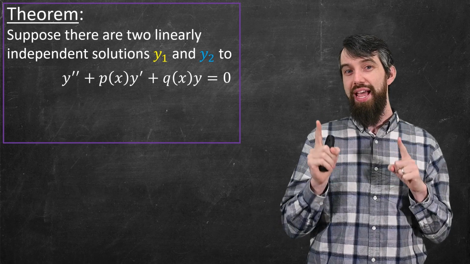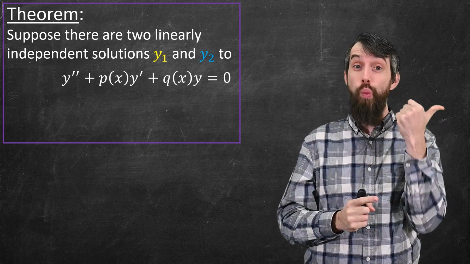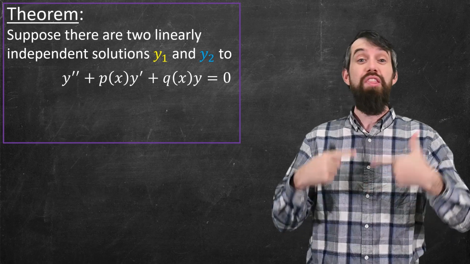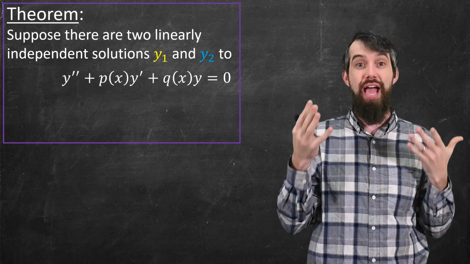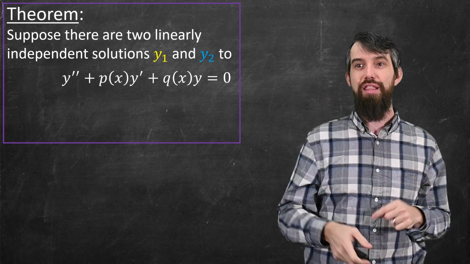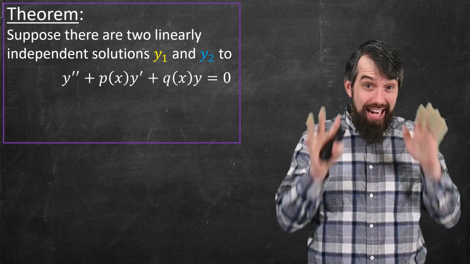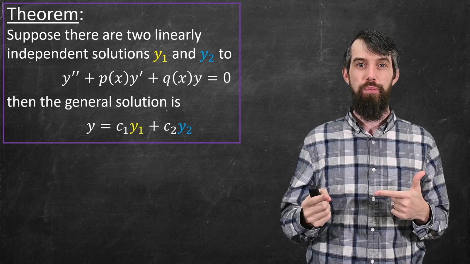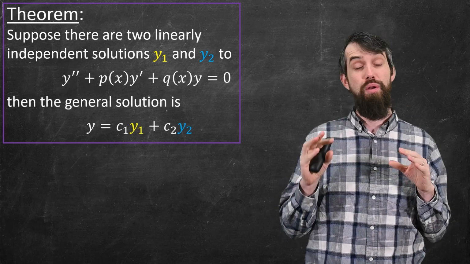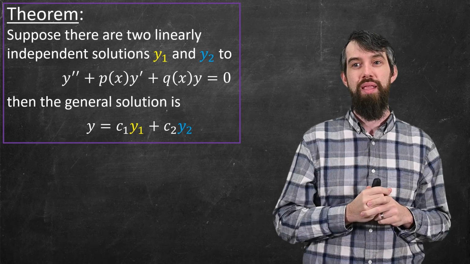And let me suppose that I have 2 solutions to it, y1 and y2, that obey the property of being linearly independent, that they're not just a constant multiple of each other on an interval. Well, then I get the following thing. Any solution at all that you can come up with can just be written as the linear combination.